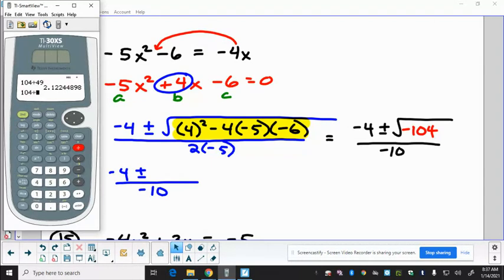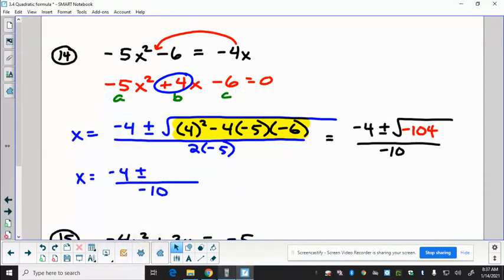5 squared is not going to work because this number doesn't end in a 5 or a 0. 4 squared is 16. Maybe this is divisible by 16. No. Is it divisible by 9? No. Is it divisible by 4? It is. We found it. So it's going to be radical 4 times radical 26. Wow, that took a long time, but we got it. So I know there's an I out there. Okay, so this is what we're dealing with.